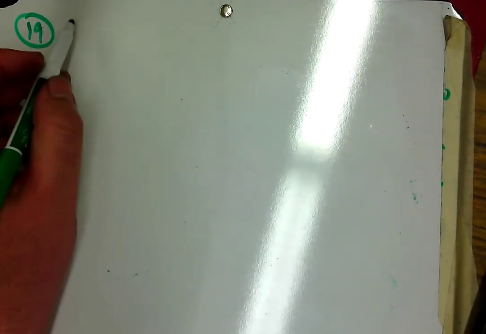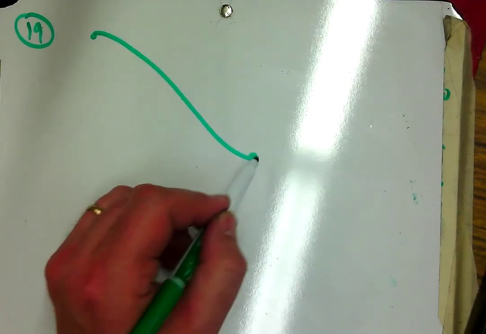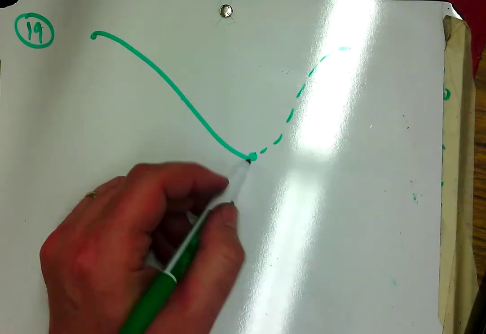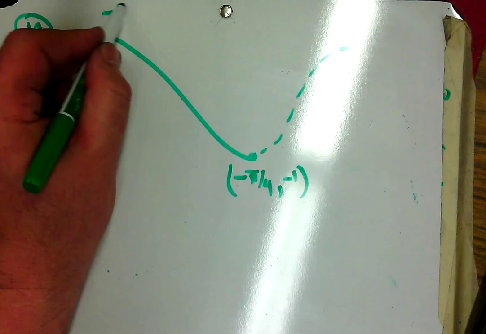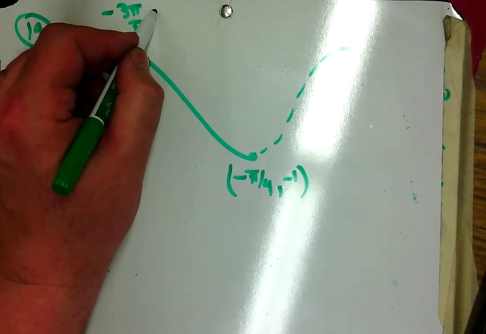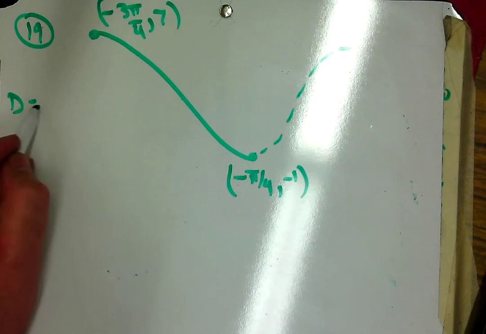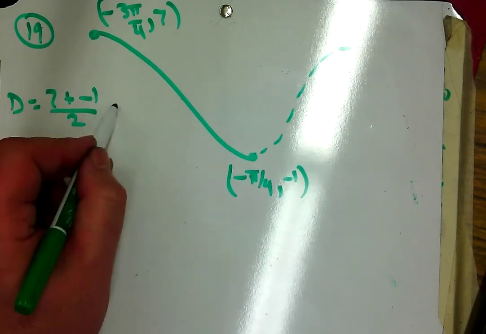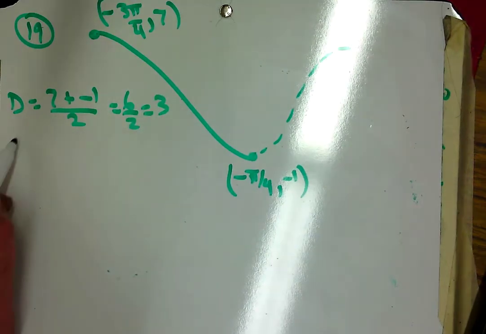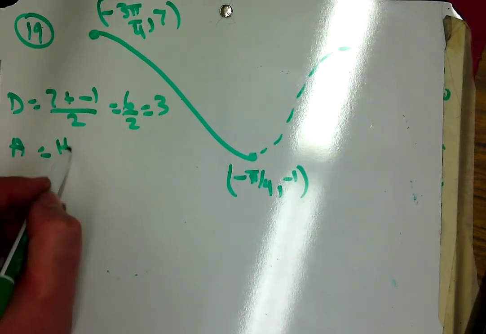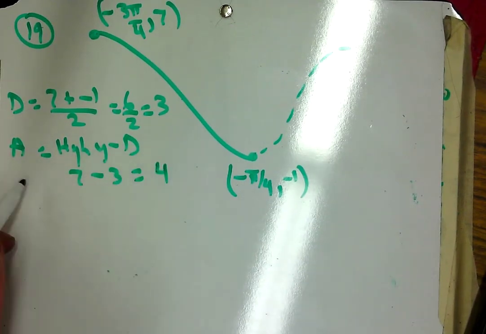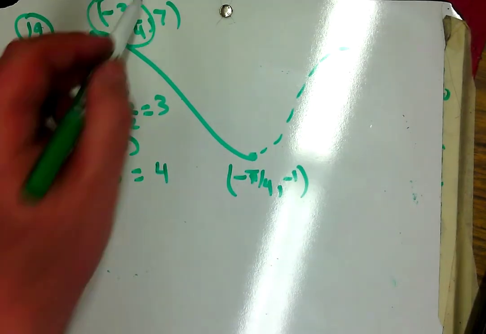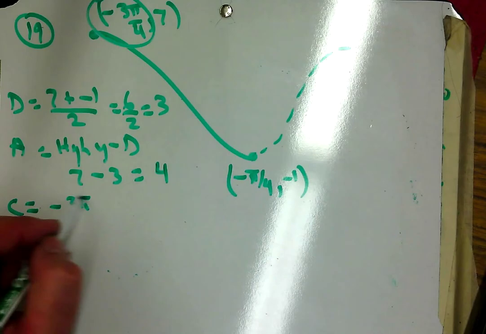Now that's pretty straightforward. And then finally number 19. 19 has this high point and this low point. This is negative pi over 4, negative 1. And over here we have negative 3 pi over 4, and we have positive 7. So d value, 7 plus negative 1 divided by 2, 6 over 2, or 3. Our a value is the high y minus d, 7 minus 3, or 4. Now, there's my c value, negative 3 pi over 4.